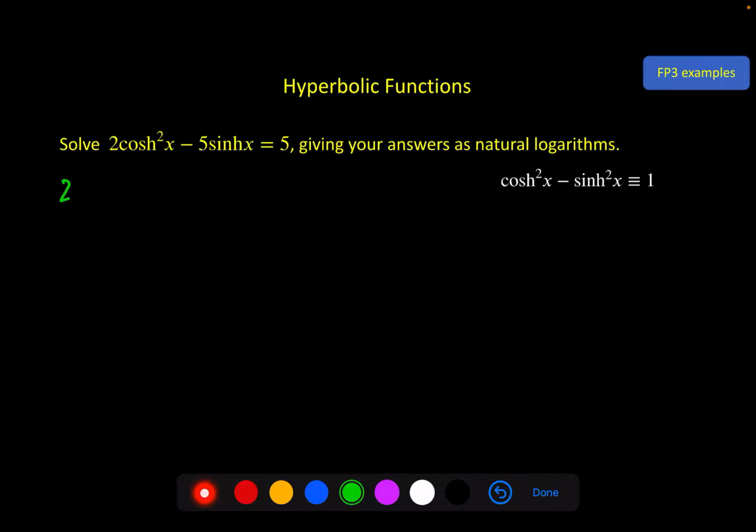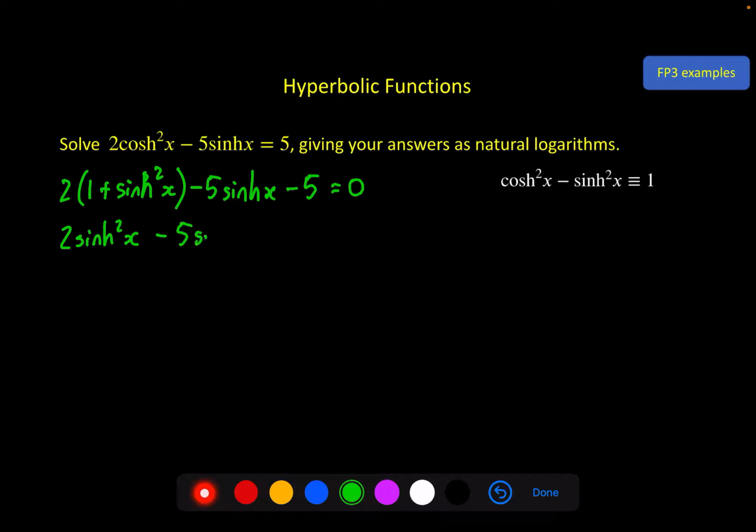So we've got 2 times 1 plus sinh squared x minus 5 sinh x. Let's bring that 5 on the other side, and that has to equal 0. So when we expand this out, we get 2 sinh squared x minus 5 sinh x minus 5 plus 2 is minus 3. Now at this point, we can probably check, see if it factorizes. Let's give it a go.